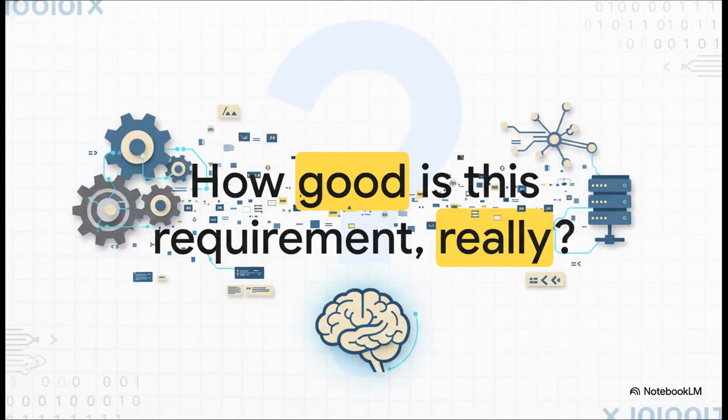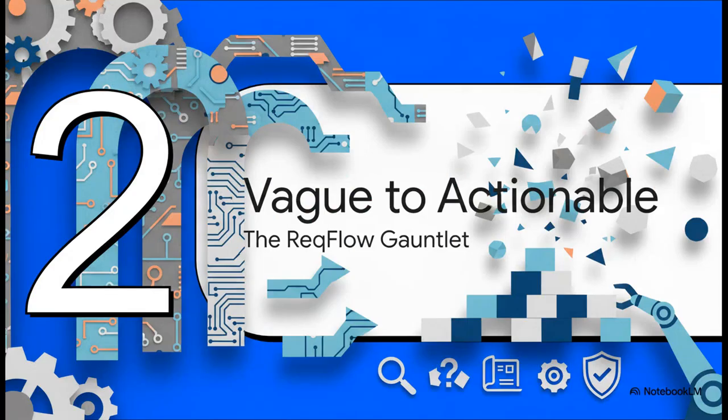So, let's put it to the test. How good is this thing really? We're going to feed this exact text into ReqFlow, which is an AI platform built to solve this very problem. Okay, so our little requirement is now entering what I'd call a 5-phase process. And this isn't just a quick check. It's a gauntlet, really. It's designed to systematically tear down all the ambiguity and then build something that a team can actually work on.